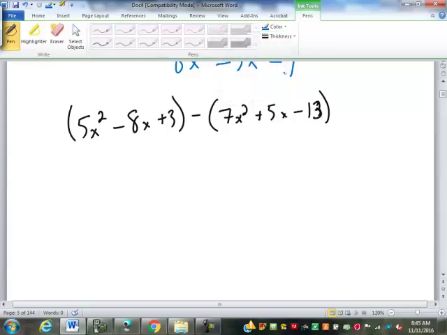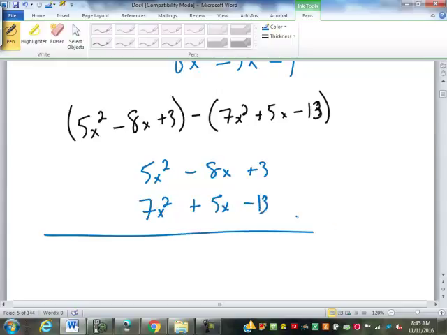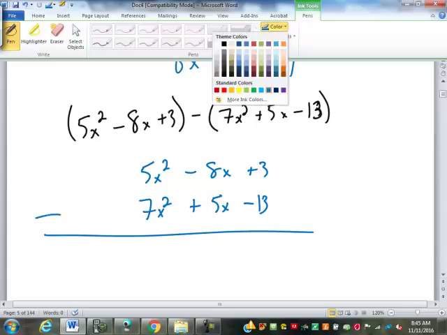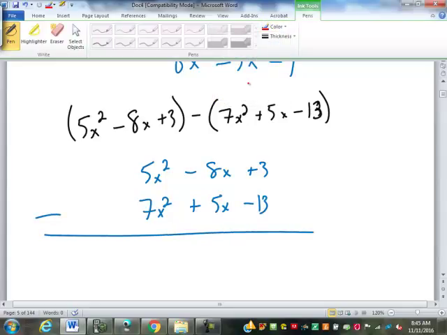Just like with addition, I'm going to line them up. And just like with addition, I'm going to go down the columns, but I'm subtracting this time. So the negatives can make this quite a bit more complicated. 3 minus a negative 13 becomes 3 plus 13, or 16, positive 16.